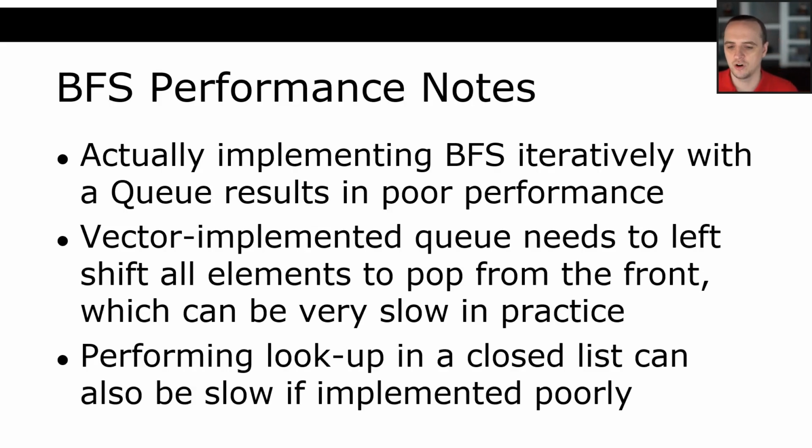So let me just discard these annotations and come back. Performing lookup in a closed list can also be very slow if implemented poorly. So I'm going to give you 2 optimizations that you can start with, all right?